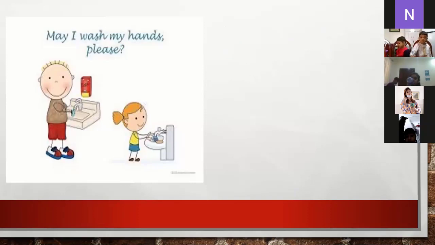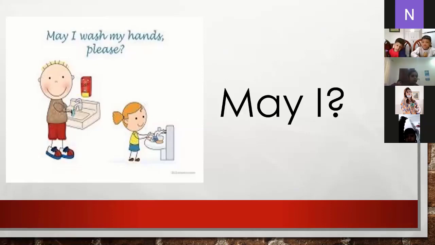Okay, so when we have to take the permission, which courtesy words do you use? Like here we can see girl wants to wash her hands. So she has taken the permission by saying, may I wash my hands, please? So what is the courtesy word used in this picture? May I. May I is a courtesy word if you want to take some sort of permission. It can be any kind of permission. So may I is used for taking any kind of permission.